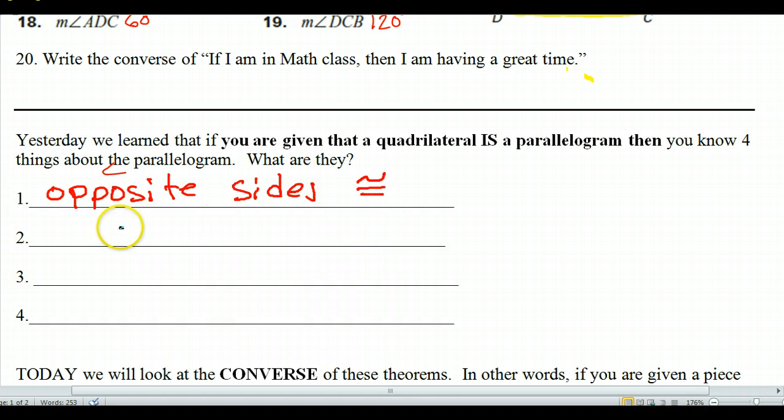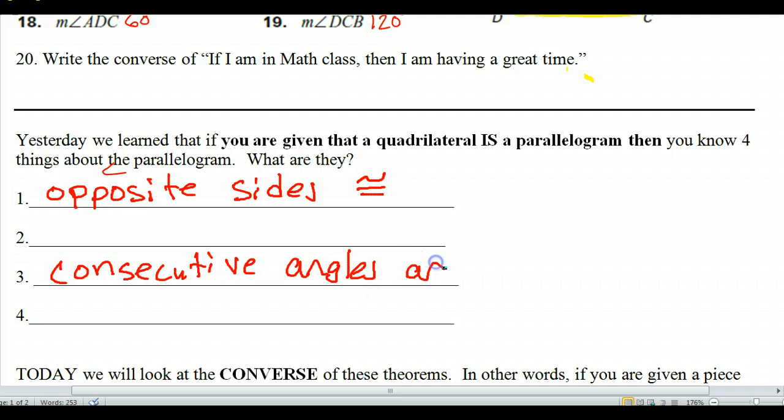Okay, somebody tell me another property of a parallelogram that I taught you. Bryant, haven't talked to Bryant today. Consecutive angles are supplementary. Okay. Consecutive angles, meaning angles right next to each other, are supplementary. So, angles that are right next to each other add up to 180 degrees.